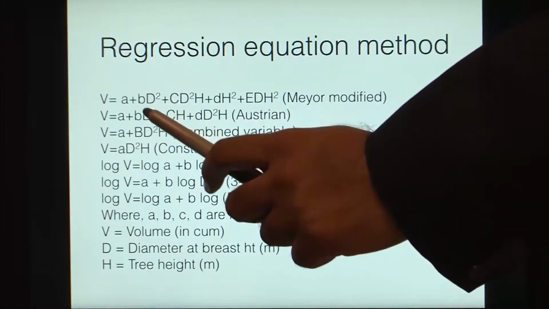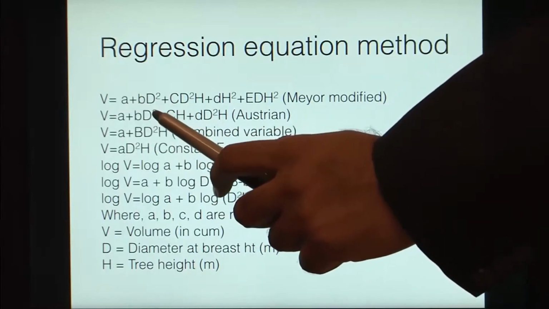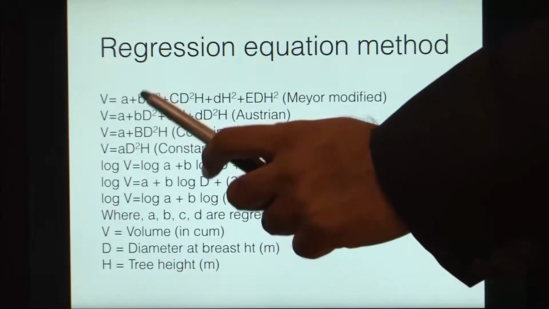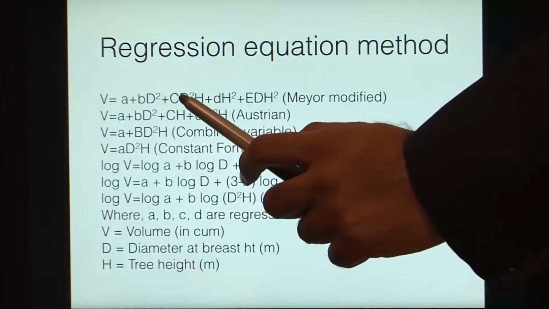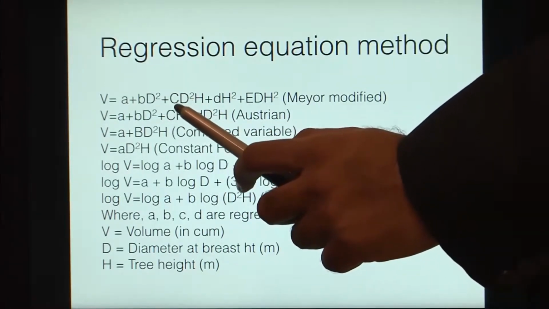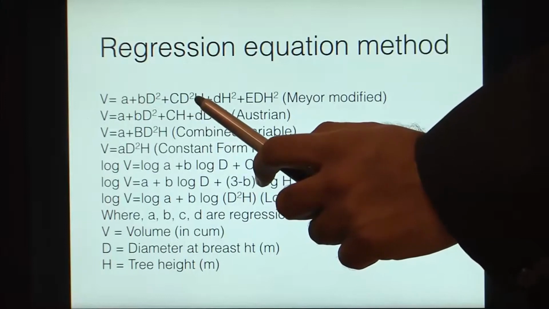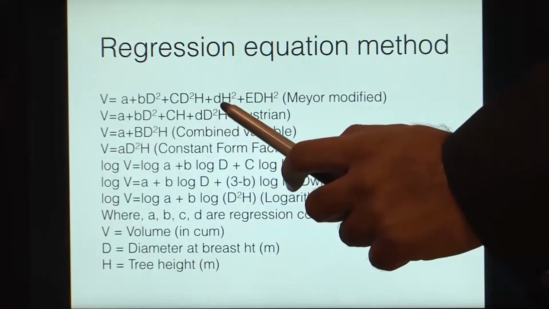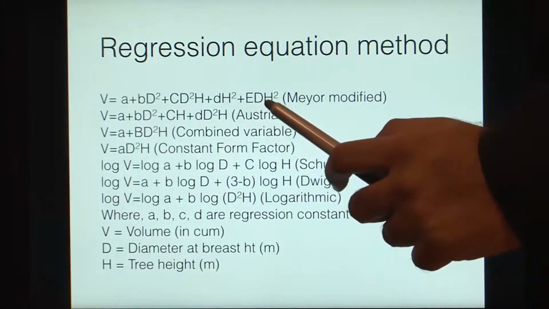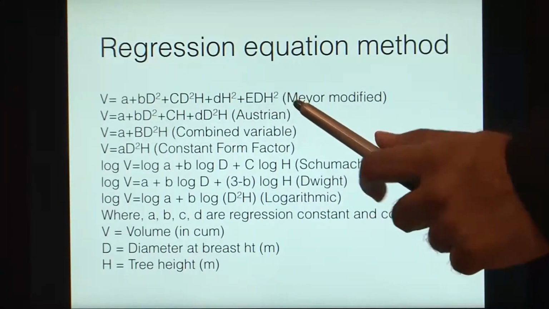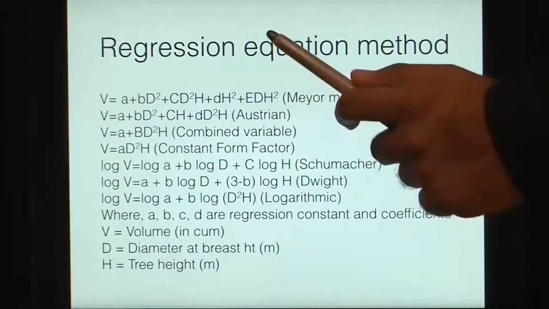So, volume is always going to vary as a variable of d square, plus another constant multiplied by d square multiplied by height, plus say another constant multiplied by h square, plus say another constant multiplied by diameter into height square. So, you can write any sorts of regression equations.